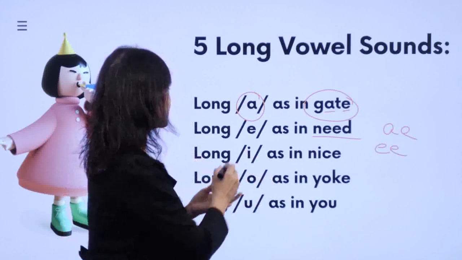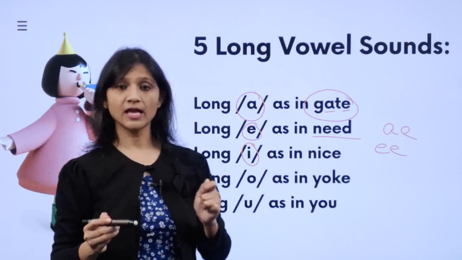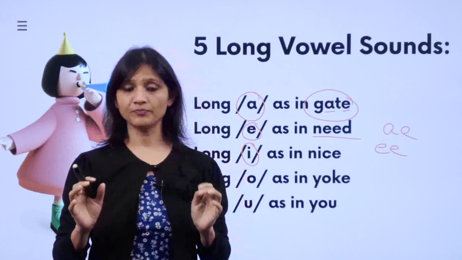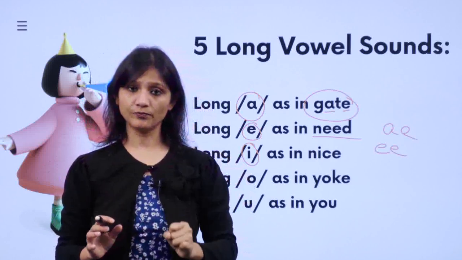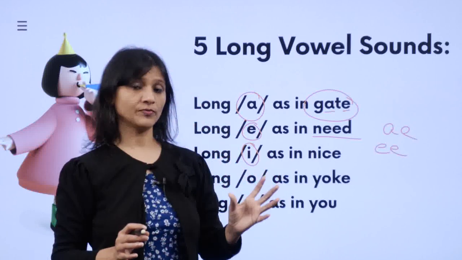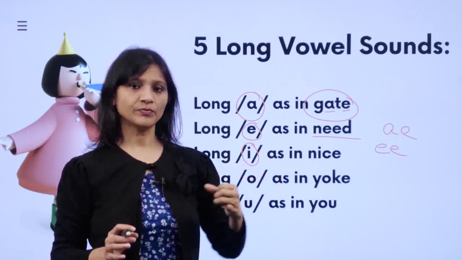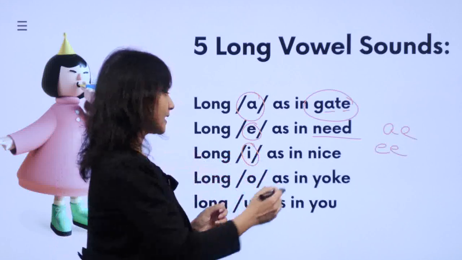Then long I sound. We had seen that the phonic sound or the short sound of I is A. So, we saw igloo, ink pot, ink. But there is also a long sound. We had just seen that the letter sound, the long sound of I, is I. But now we are going to see some examples.